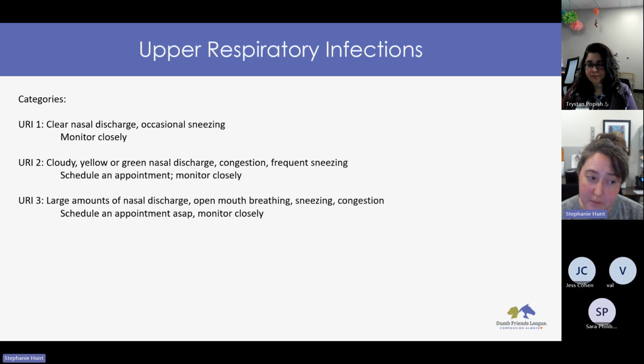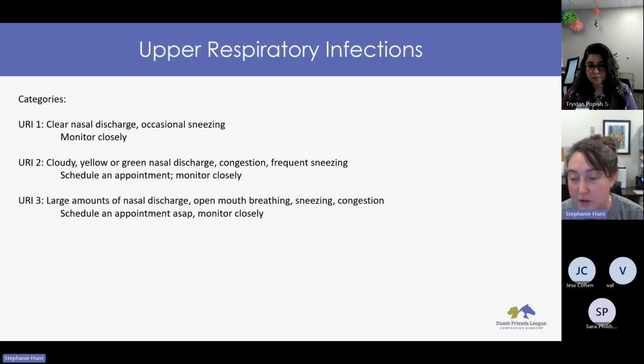A URI 3 is more severe, and so it is all of the same symptoms, but you're going to see a lot more of it. So large amounts or copious amounts of nasal discharge. With URI 3 cases, a lot of times these guys have their noses crusted over, they're gunky on their face. We're cleaning them with wet gauze or a warm washcloth a couple times a day.